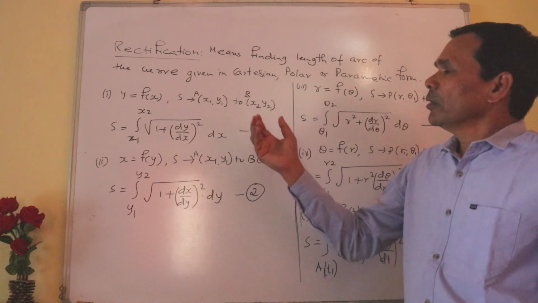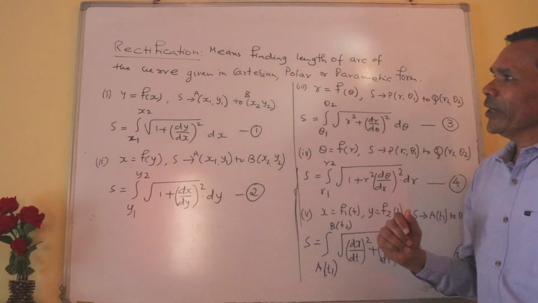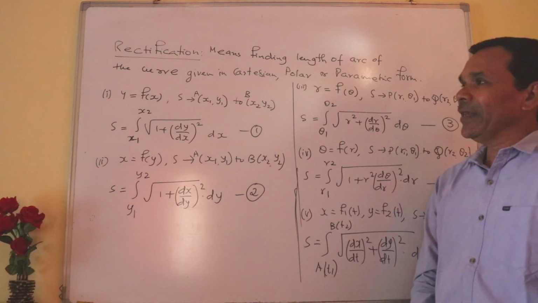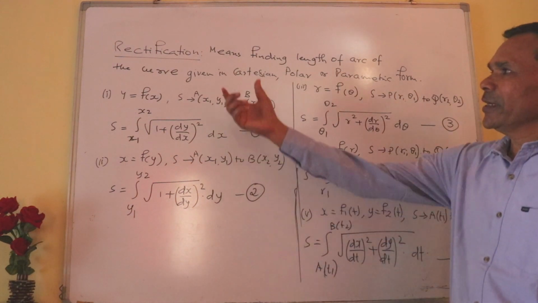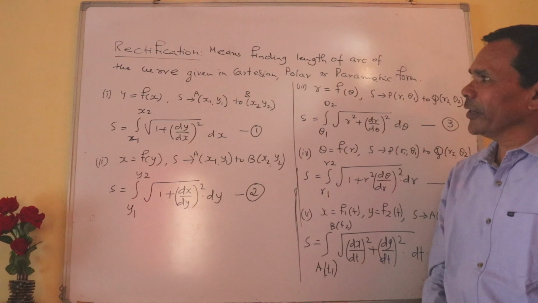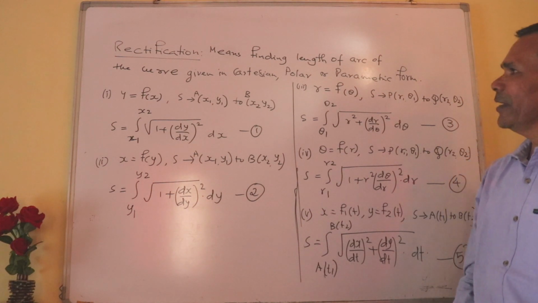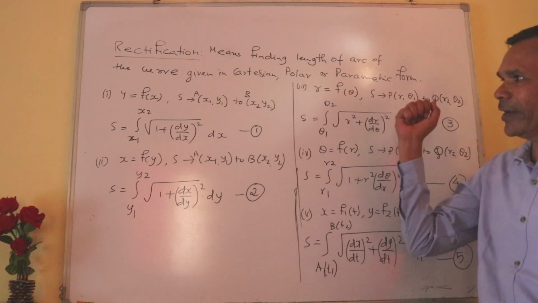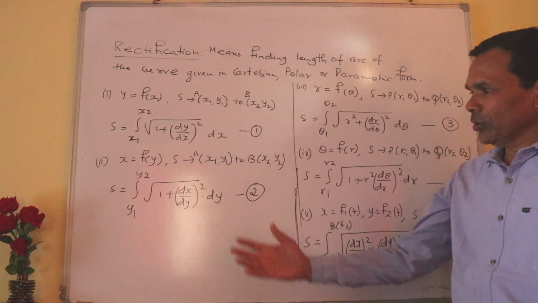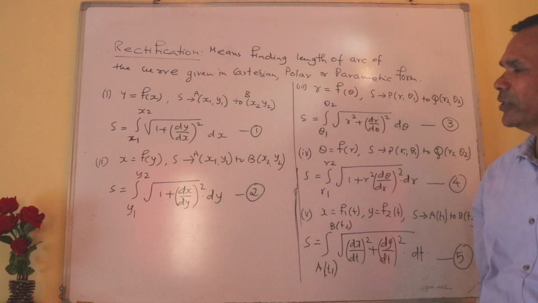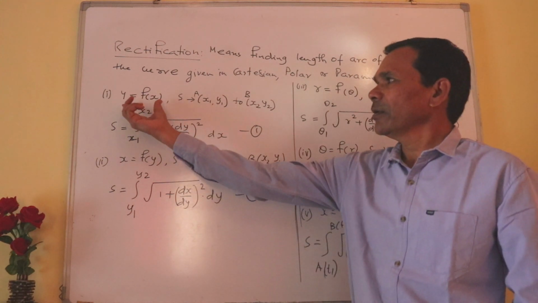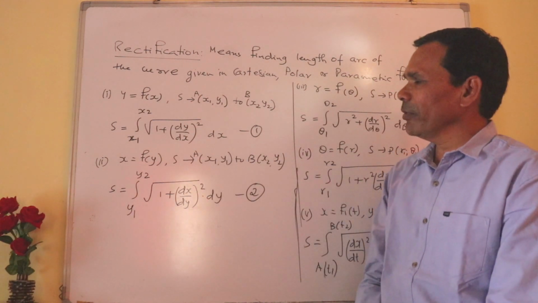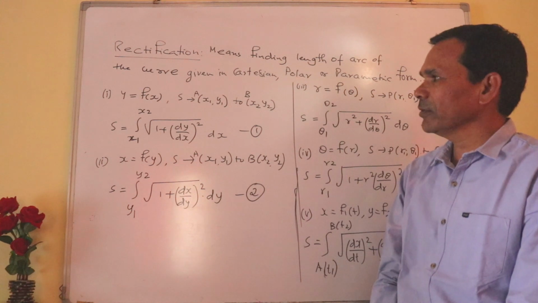Tracing, we are going to find the length of the curve. That is the topic. Rectification means finding the length of the arc of the curve given in Cartesian, polar or parametric form. So there are certain formulas based on this. If you consider the equation y is equal to f of x, this is a Cartesian equation.